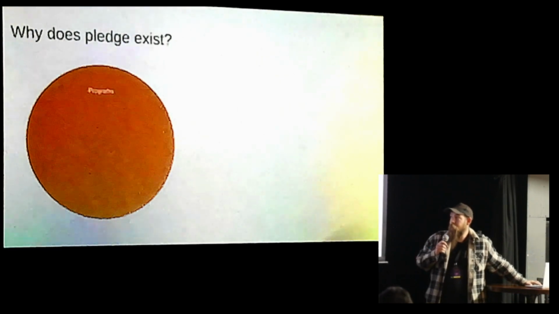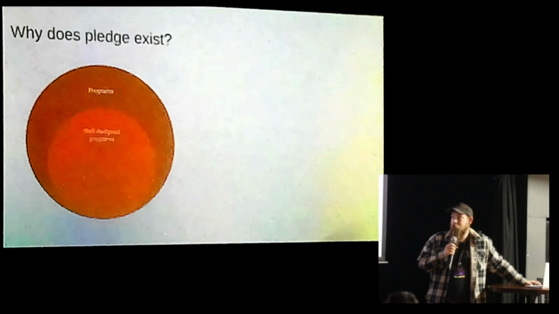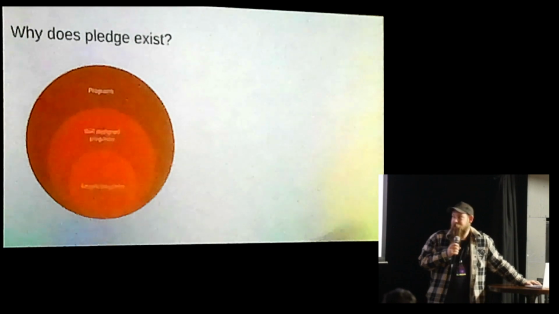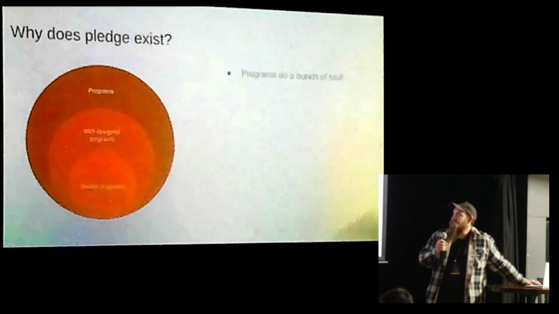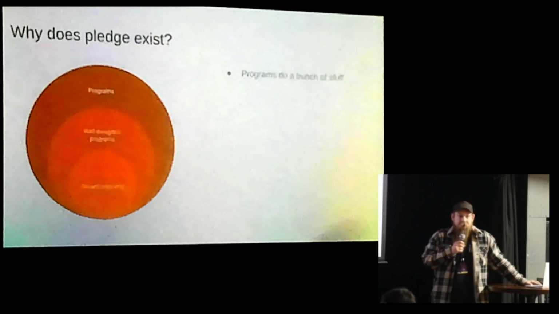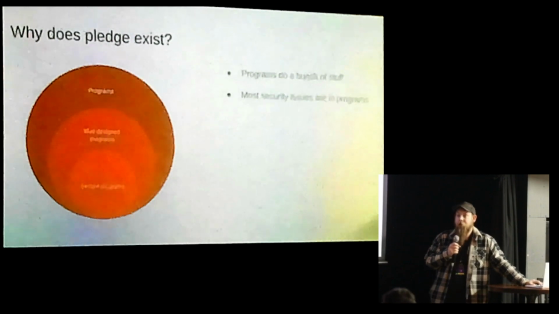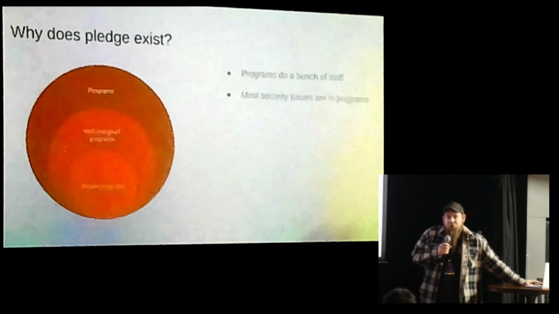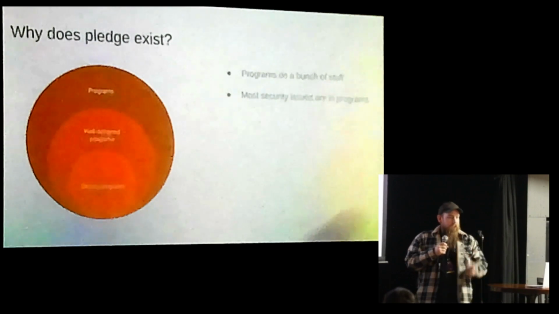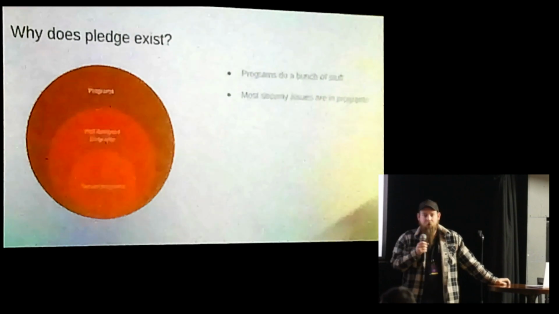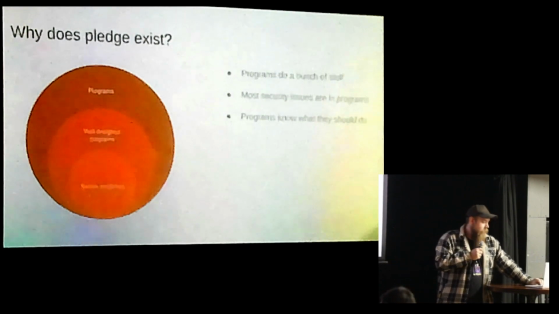So really simply, why does it exist? Programs exist. Well-designed programs are a smaller subset of that, and secure programs are a smaller subset of that. At the end of all things, programs do a bunch of stuff. A computer really isn't all that useful if it doesn't have some programs or some code that it runs. And most of the security issues, unless you're talking about really bad firmware, which is by itself a program, generally speaking, that's where your security problem is going to be, right?